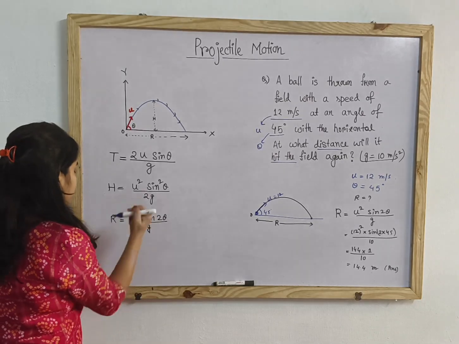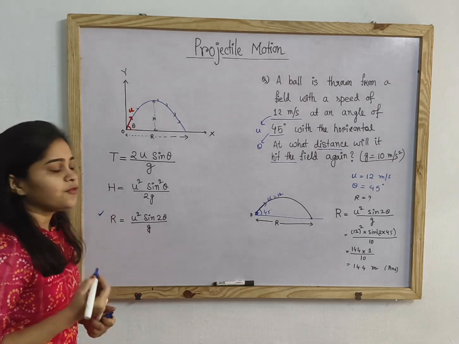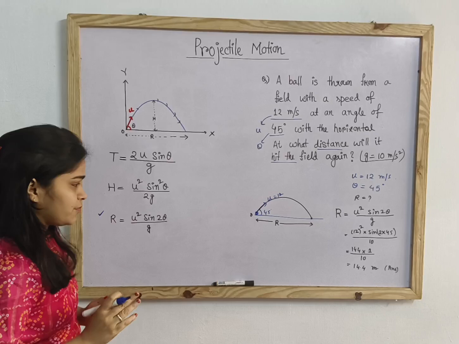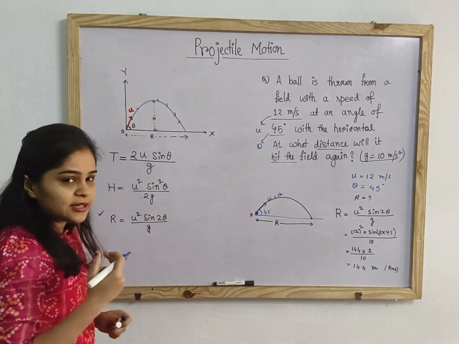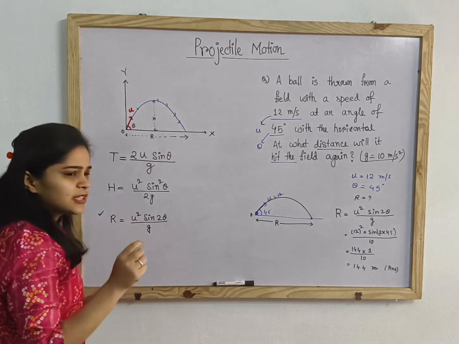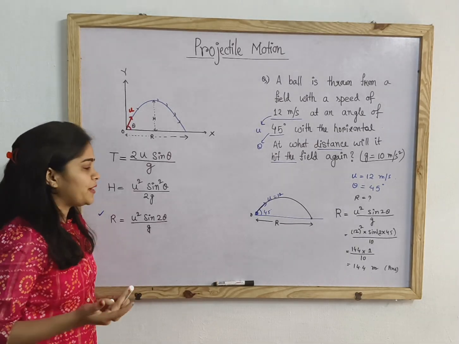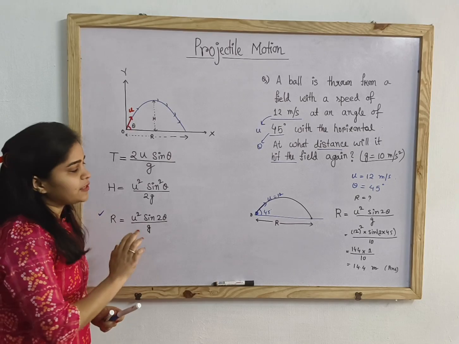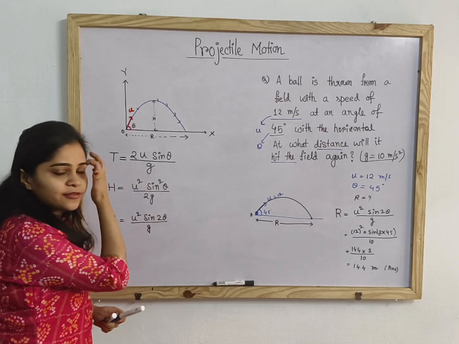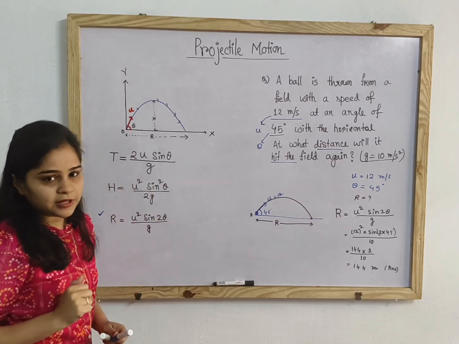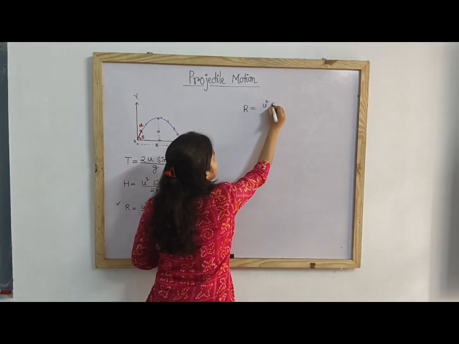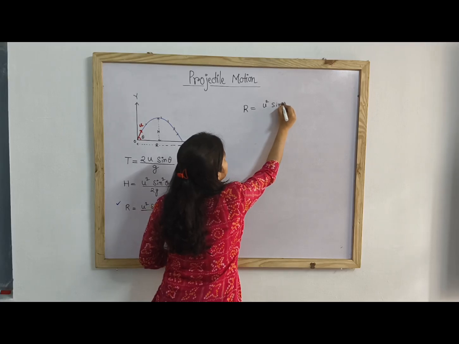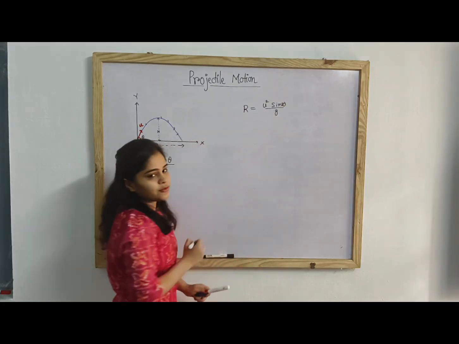By using the formulas we can solve this type of question. Now before discussing the path, that is our aim, I will simply tell you some two points related to the range. After that we will derive the equation of the path. So we have the range. The formula for range is u square sine 2 theta by g.